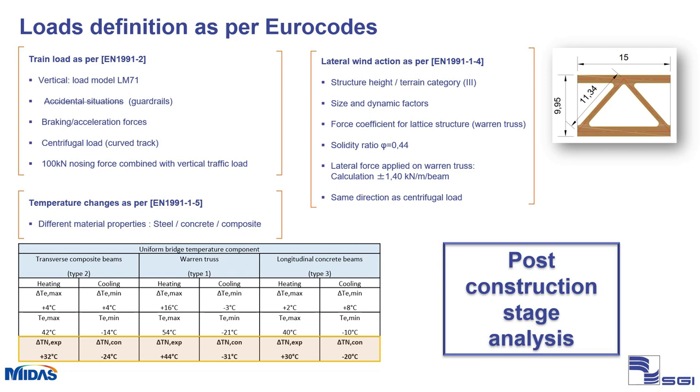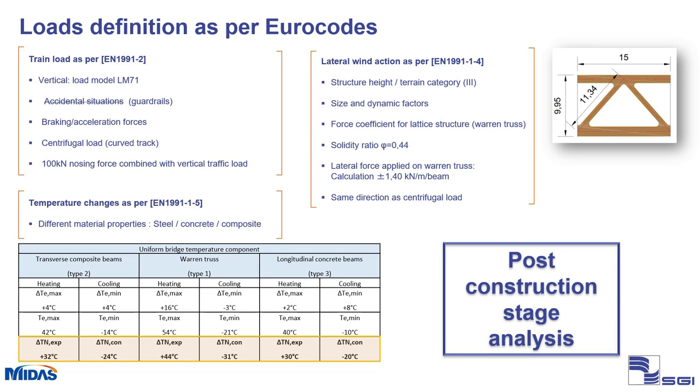Last variable load is wind action, also estimated as per Eurocode 1. The bridge environment needs to be defined with structure height and terrain category. Among the different factors that lead to wind forces, a solidity ratio has been estimated, by analogy with lattice structures. Therefore, I calculated the lateral force applied on Warren truss. For this force, I chose the same direction as traffic centrifugal load. All these variable loads will be included into load combinations for post-construction stage analysis.